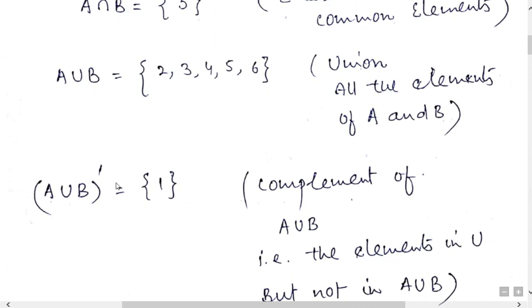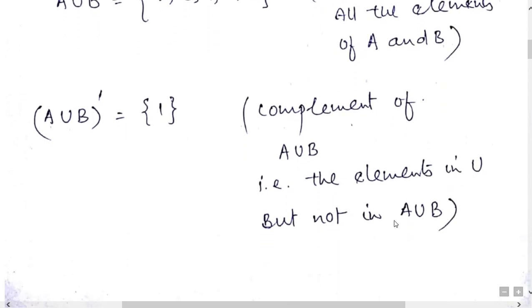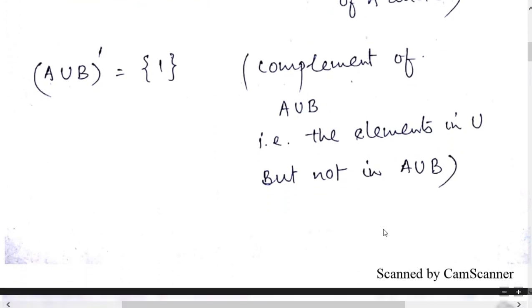Now the outer element is represented by a complement. This dash means complement of the set. (A union B) complement means the elements which are absent in A union B but present in the universal set. That's only 1. It's the complement of A union B, that is the elements in U but not in A union B.